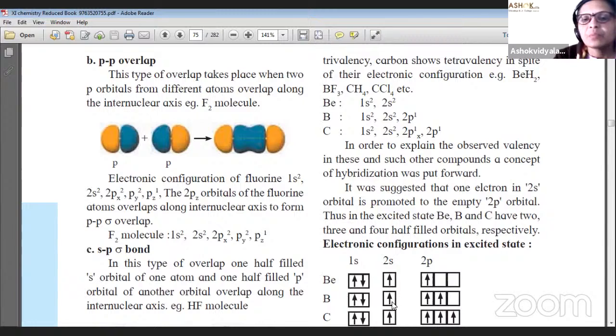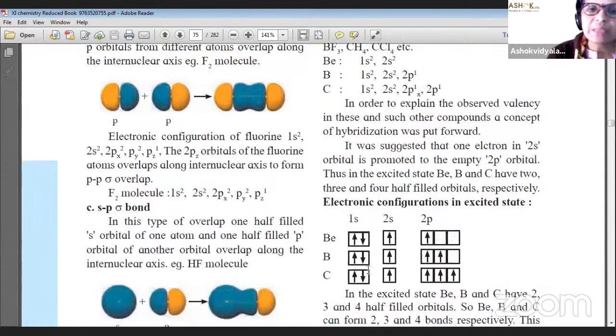Now there are 3 unpaired electrons present in the valency orbital of this boron. So it can now form 3 bonds. This mixing and recasting of the atomic orbitals of the same atom, having slight difference in their energy, is called hybridization. This is the concept of hybridization: mixing and recasting of the atomic orbitals of the same atom having slight difference in their energy, or their energies are almost same.